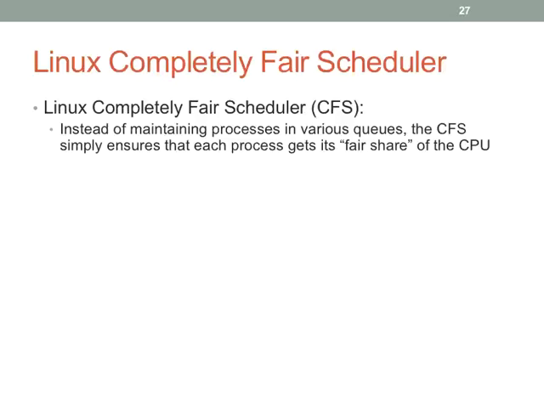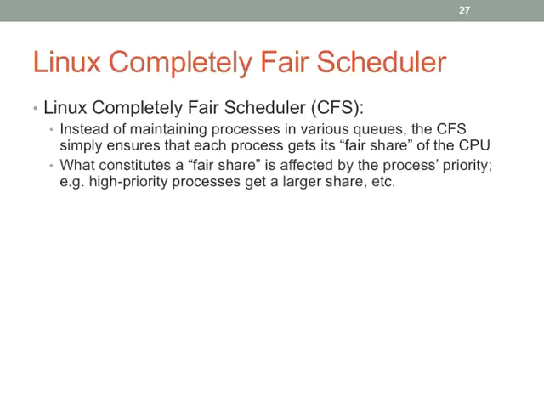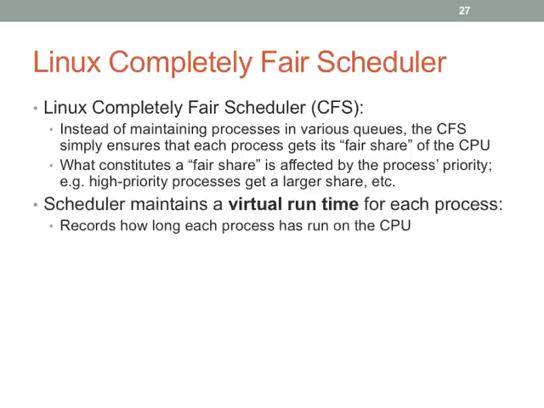But the completely fair scheduler has a very different approach to how processes are scheduled. You'll see this notion of a fair share described a lot when you read about it. Basically, that's dependent on the process's priority. If I have a high priority process, it should get a larger share of the processor. If I have a lower priority process, it should get a smaller share of the CPU.